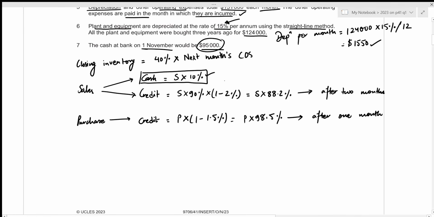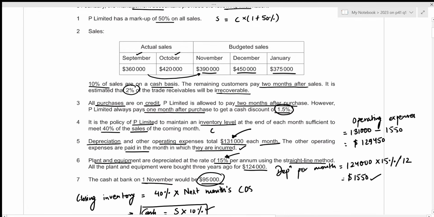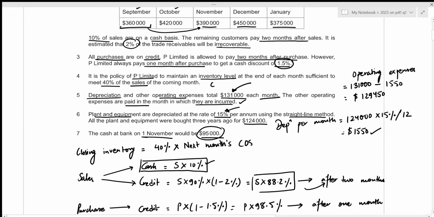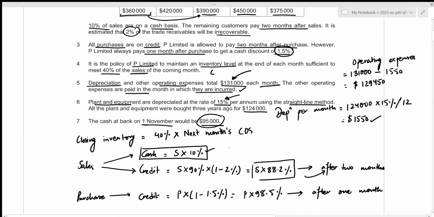Now for the credit sales, that is just going to be sales times 88.2%. But this sales should not be the sales of the current month, because this amount will only be paid after 2 months, right? And we've already concluded that within the month of November, we will be receiving the credit sales made in the month of September. So that should be 360,000 times 88.2%, which results in the amount of 317,520. And we exclude the irrecoverable debt because that amount will not be received.